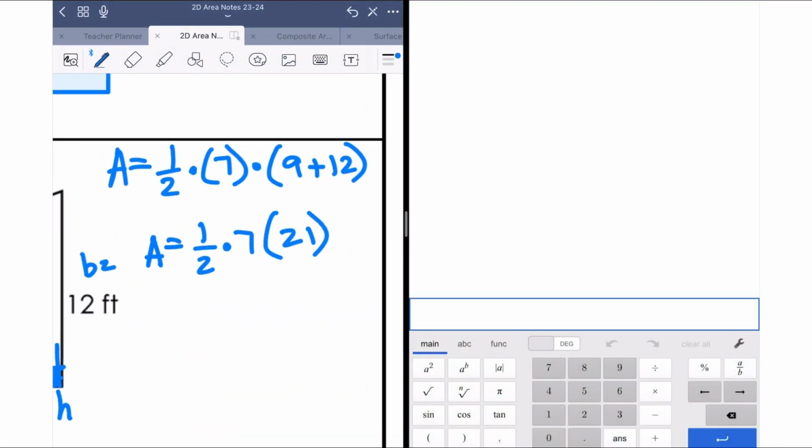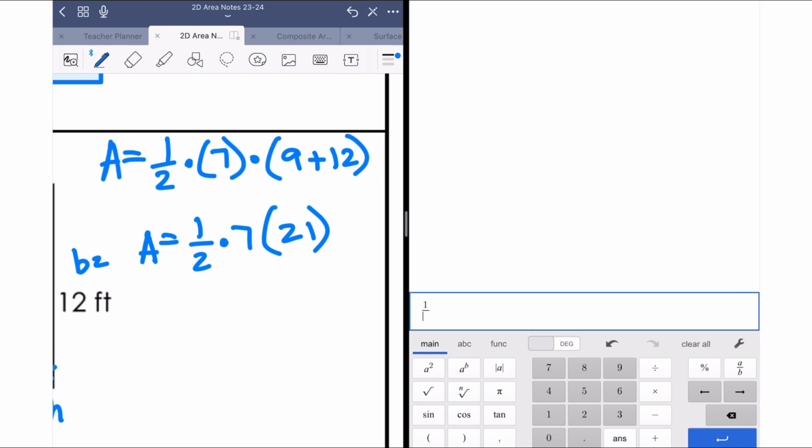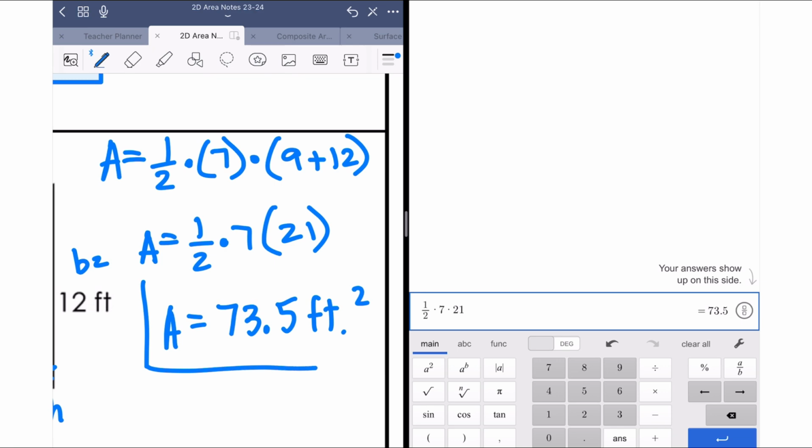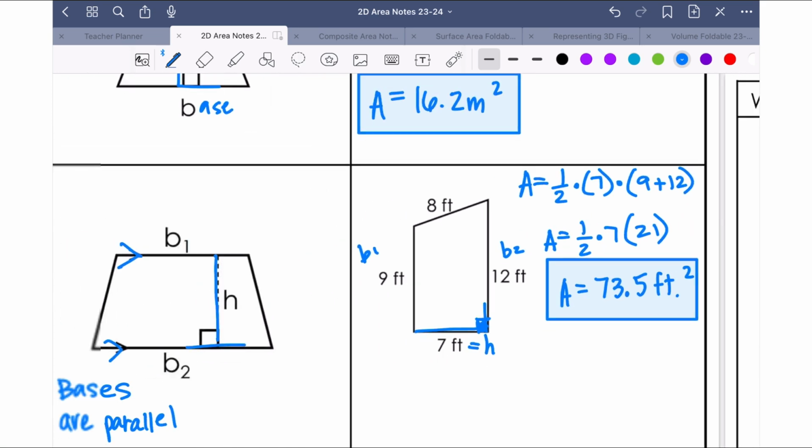And then I'm just going to let Desmos do the work now. So split my screen and let's type this in there. 1/2 times 7, times 7 times 21, 73.5. So the area of this trapezoid is 73.5 feet squared. And that is it. Okay, that's two bases and one height.